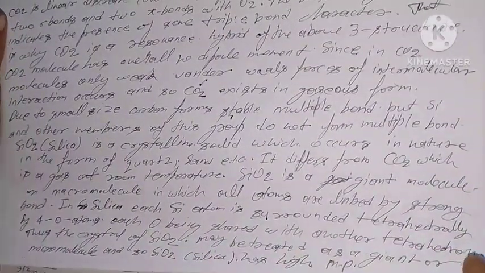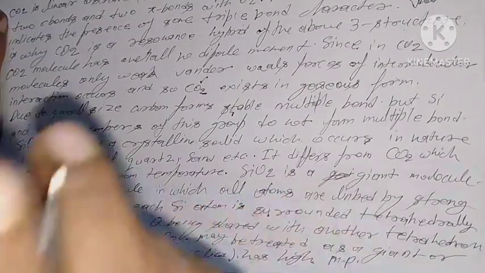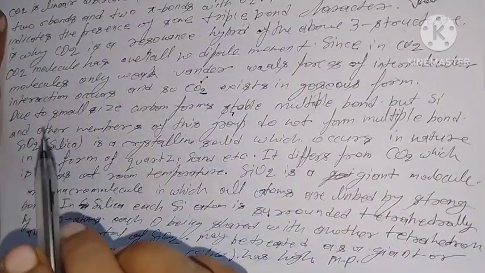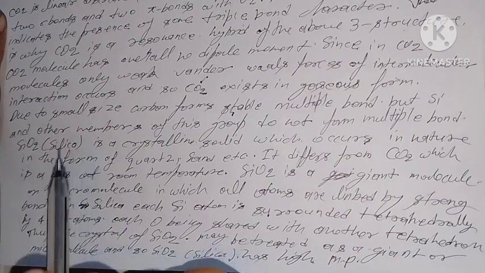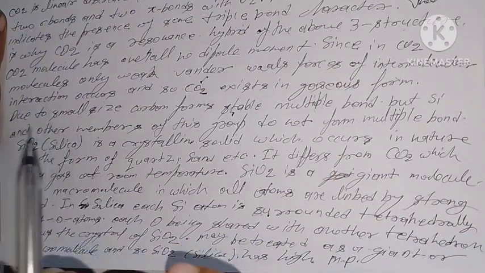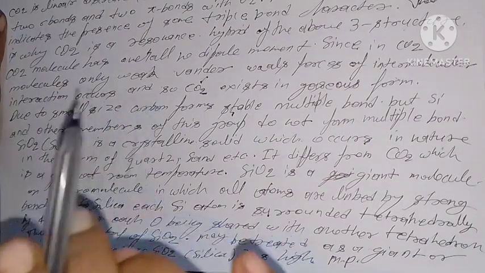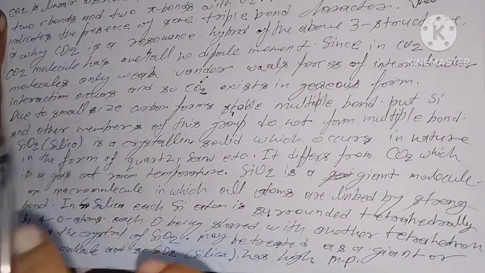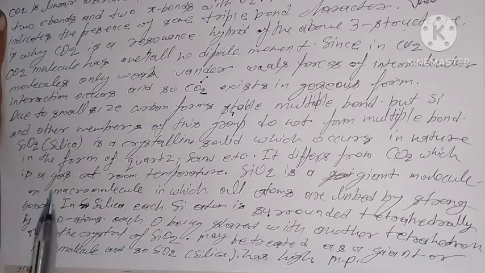Chemical properties of group 14 elements. Listen carefully. The chemical properties of group 14 elements and their compounds are given below. Oxides: all the elements of group 14 form oxides of type MO2, which are weakly acidic. The acidic property decreases with increase in atomic weight from carbon to lead.